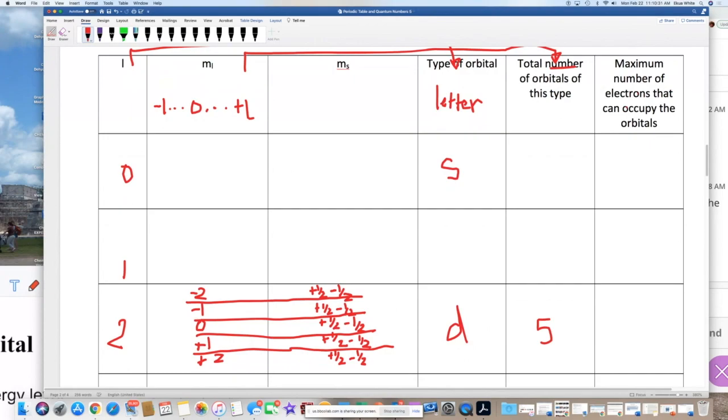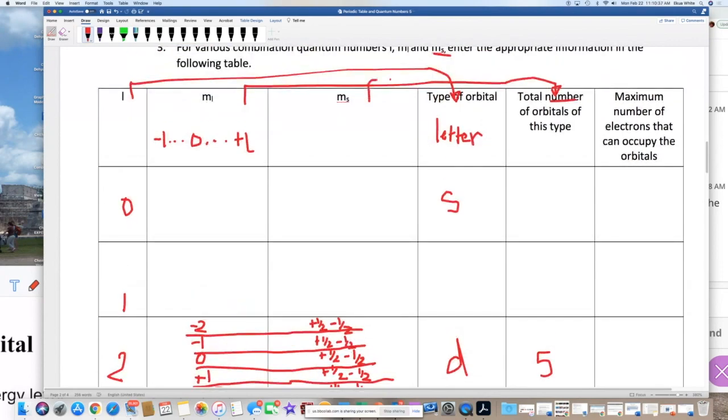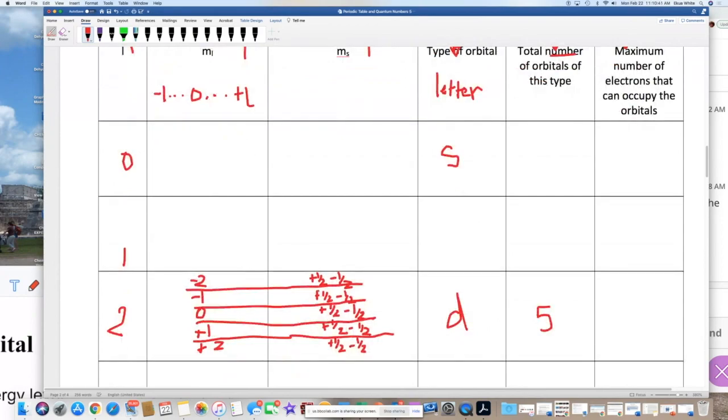Maximum number of electrons that can occupy these orbitals. Remember, each M sub S codes to a single electron. So the M sub S's I wrote here are representative of the electrons. So if you have 2 here, plus 2 here, plus 2 here, plus 2 here, and 2 here, when all these 5 orbitals are full, we end up with 10 electrons. Okay, so you will go through and fill the rest of these.